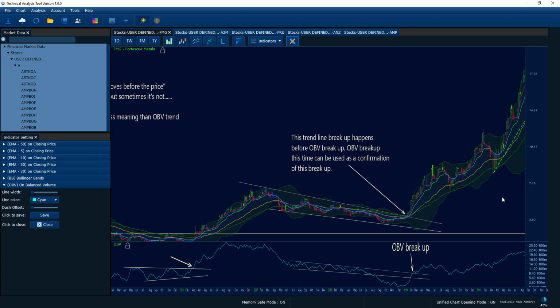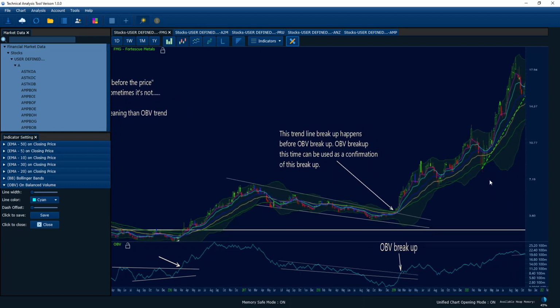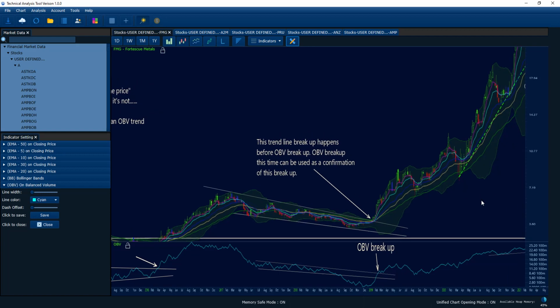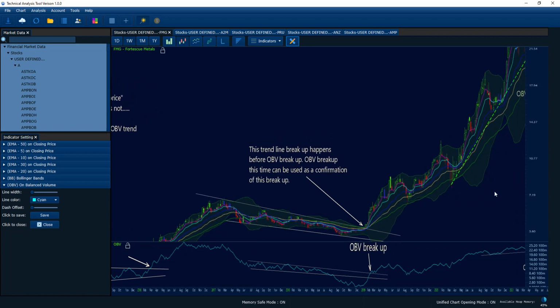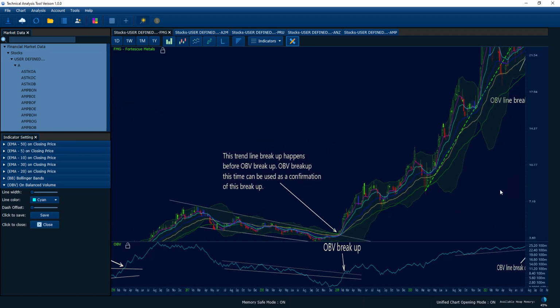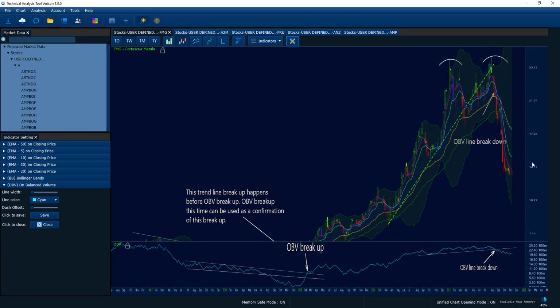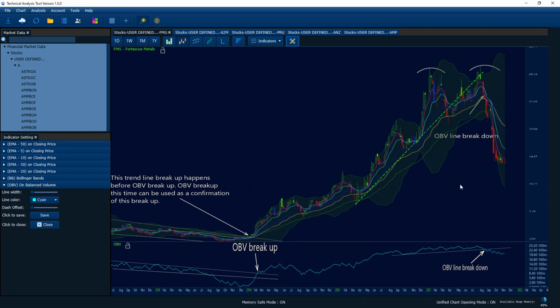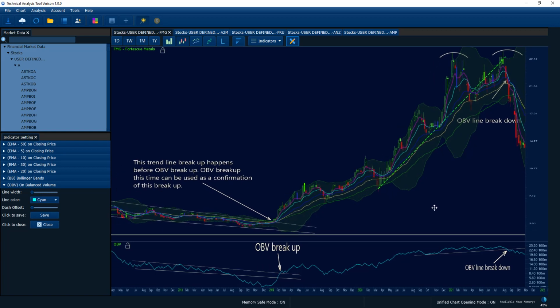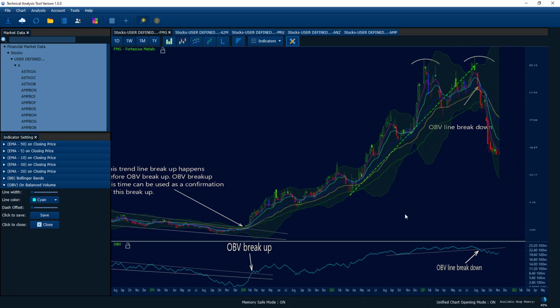Actually, the uptrend speeds up. You can see the trend line drop on here, right? It's very steep. But what happened in the OBV line later? As you can see, the OBV line is not as steep as the price action. So same here, you pay attention to this OBV line's trend.